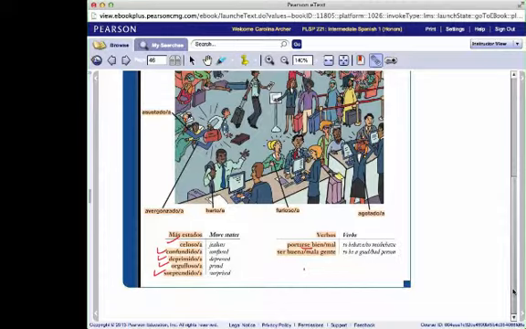Ser buena gente o ser mala gente. To be a good person or a bad person, okay? Ser buena gente o ser mala gente, okay? Muy bien, vamos a ir a la próxima página and you have activities here to practice with this new vocabulary.